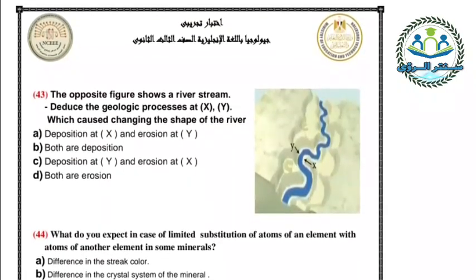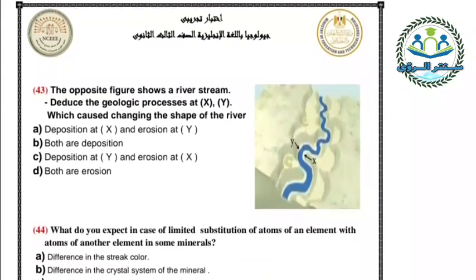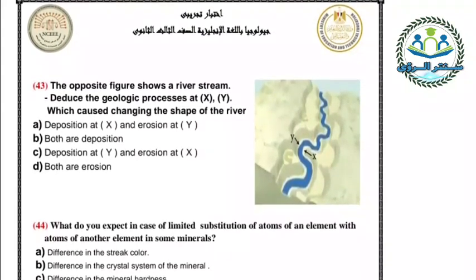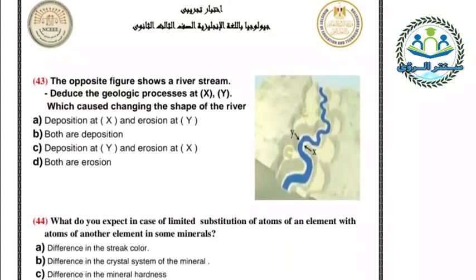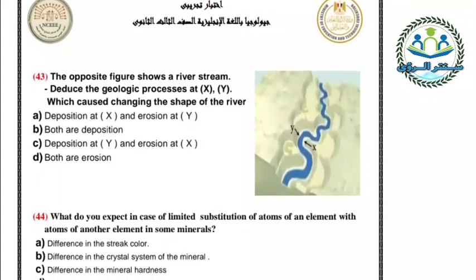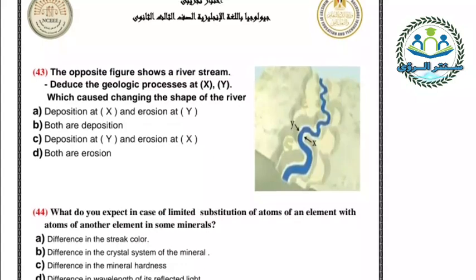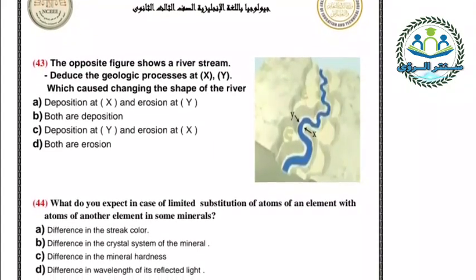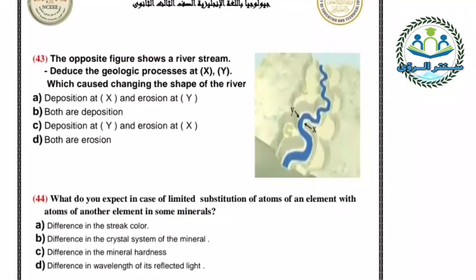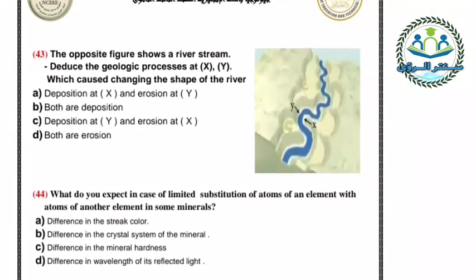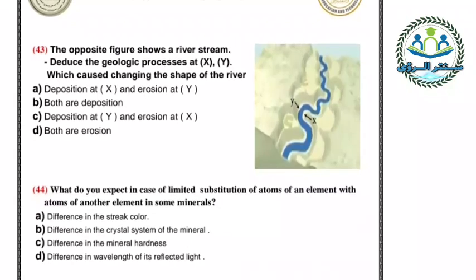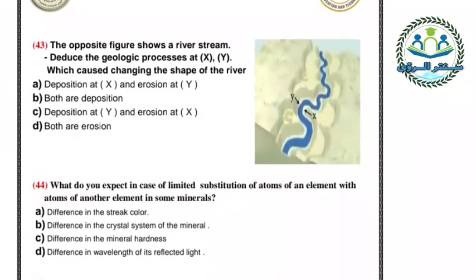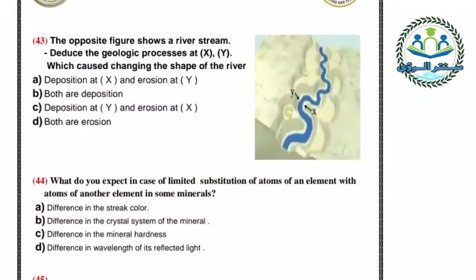43. The opposite figure shows a river stream. Deduce the geologic processes at X and Y which caused changing the shape of the river. A. Deposition at X and erosion at Y. B. Both are deposition. C. Deposition at Y and erosion at X. D. Both are erosion.